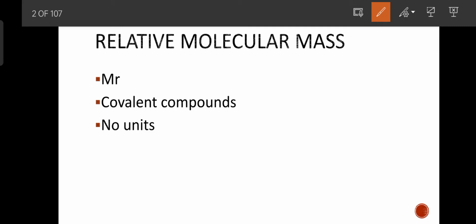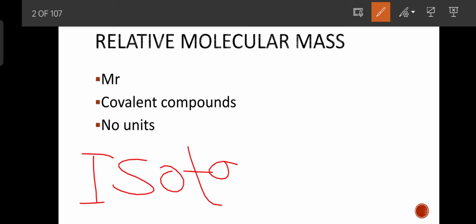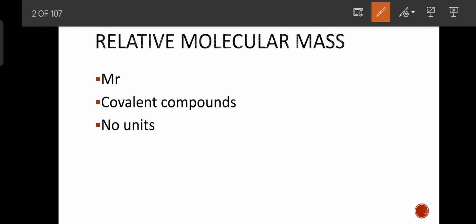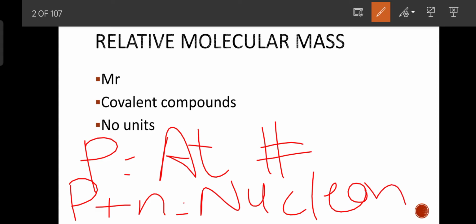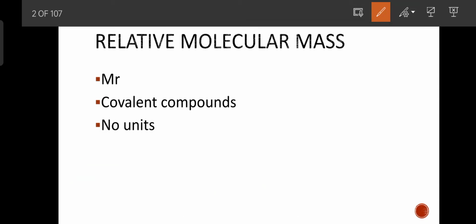And what are isotopes? Isotopes have the same number of protons but a different number of neutrons. Number of protons refers to atomic number, and proton plus neutron refers to nucleon number. Okay? Number of protons, atomic number. Proton plus neutron, nucleon number. So the relative atomic mass is calculated based on the relative percentages of the isotopes. From the relative percentage of each isotope, we can find the average atomic mass, the relative atomic mass.